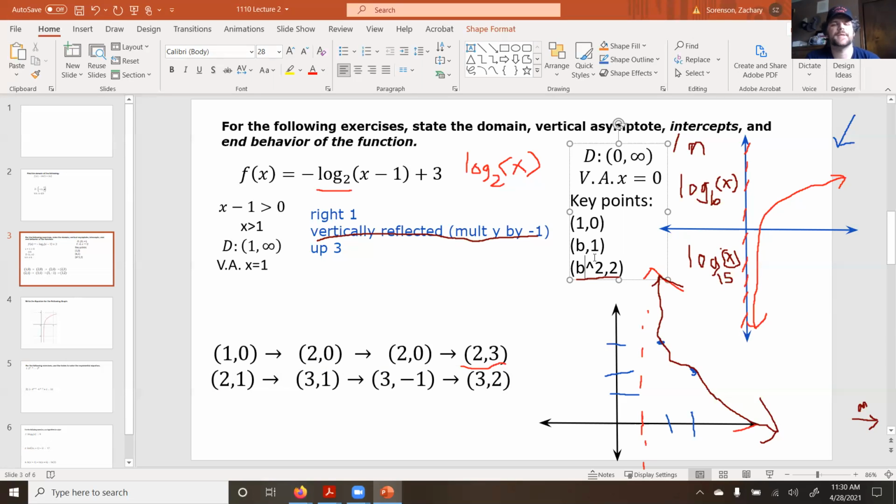Cool. I'll assume that makes sense. Yep, no problem. Any other questions? A lot of moving pieces here. Log graphs aren't the easiest thing in the world. Cool.